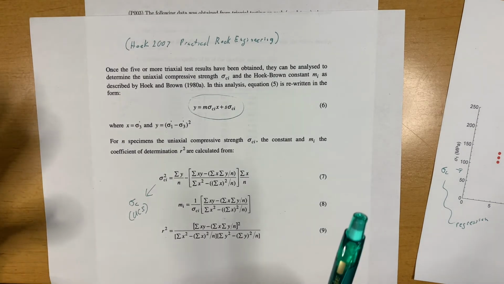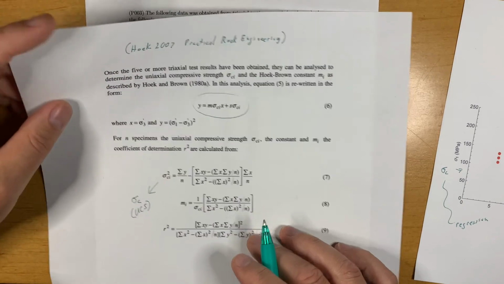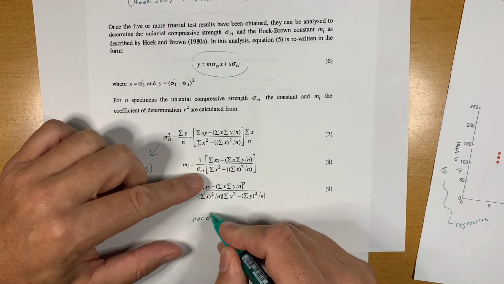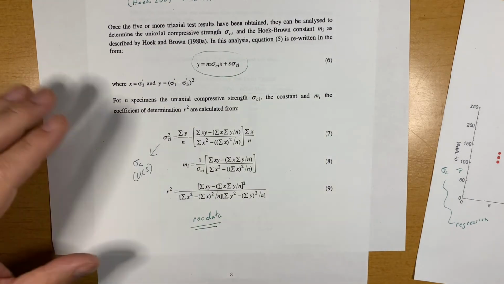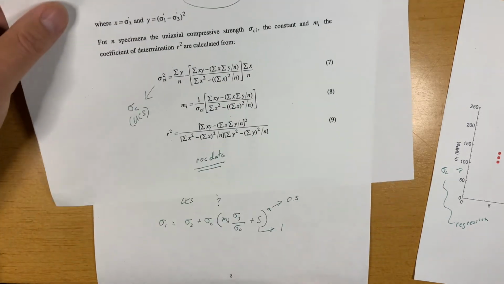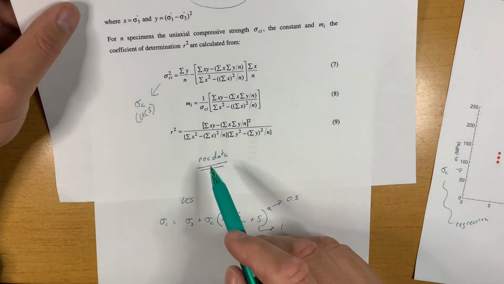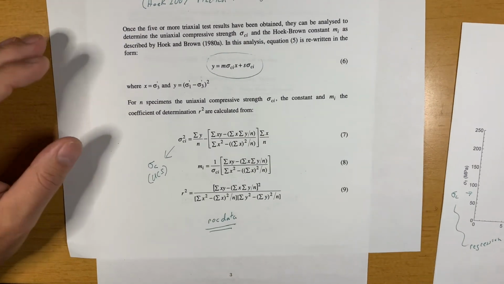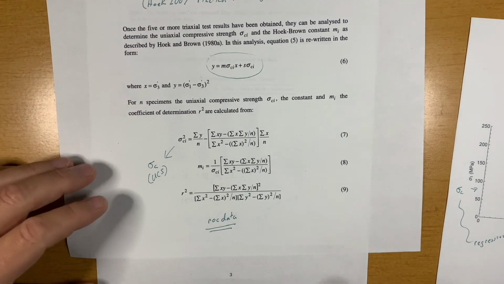Oh, I should also let you know that there is a software called RocData. That is a Rocscience software that comes with our Rocscience suite, and that can be used to enter this triaxial data and come up with the parameters as well.